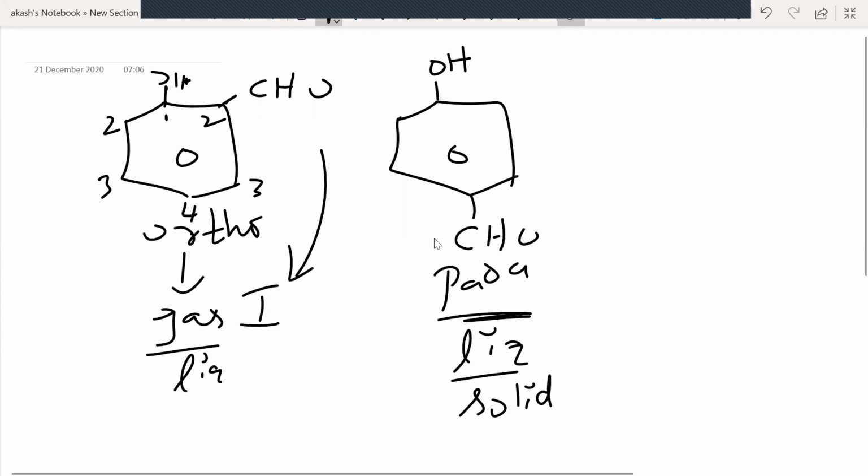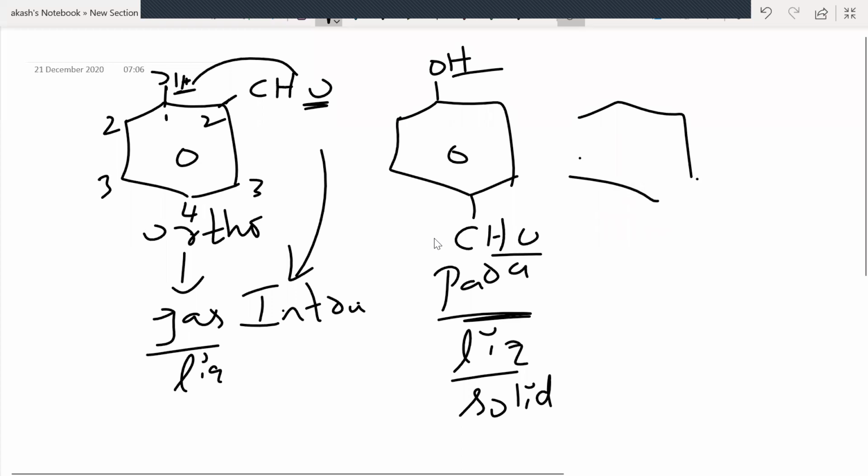It's because here I'm going to have intramolecular hydrogen bonding. You can see that there is an oxygen and a hydrogen, so I can have some interaction between this hydrogen and this oxygen. That is intramolecular hydrogen bonding. But here there is no question of intramolecular because these two are very far away. So I need one more molecule of this, so that I can have intermolecular hydrogen bonding.